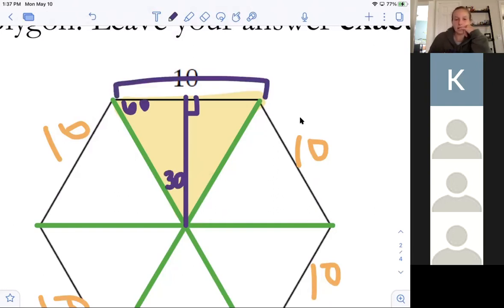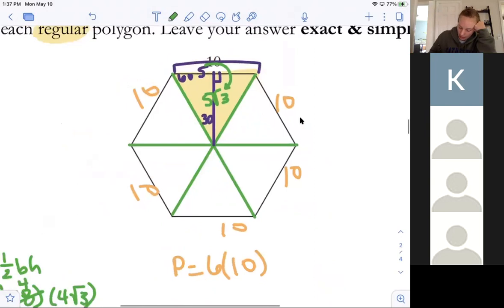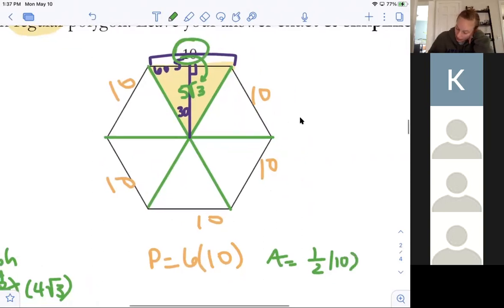This entire length is 10, which makes my short leg what? Does anyone know what my short leg is going to be? Thanks, Kate. It's going to be 5. Then I take my short leg times root 3 to get my long leg, so I get 5 root 3. And so my area here is going to be 1/2 times, and again, I like to use the whole triangle, 1/2 of 10 times 5 root 3.